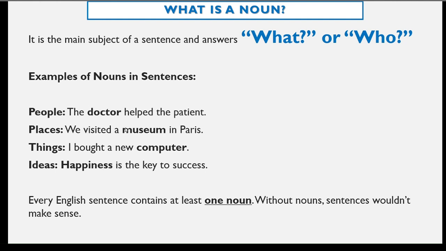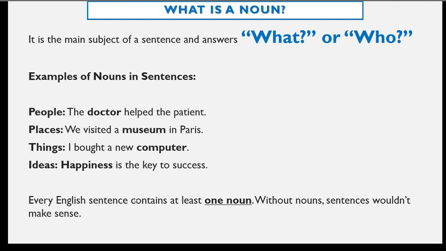Places. We visited a museum in Paris. Here we have two places, a museum and Paris. Things. I bought a new computer. Computer is a thing. And ideas. Happiness is the key to success.